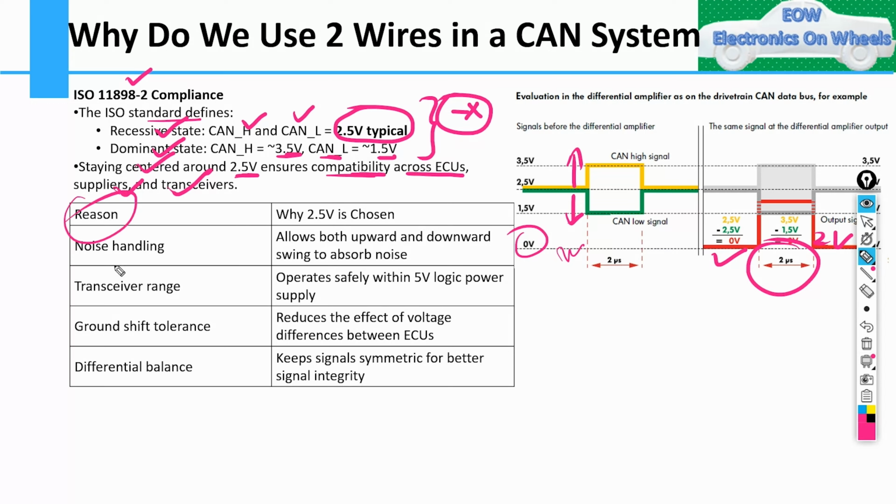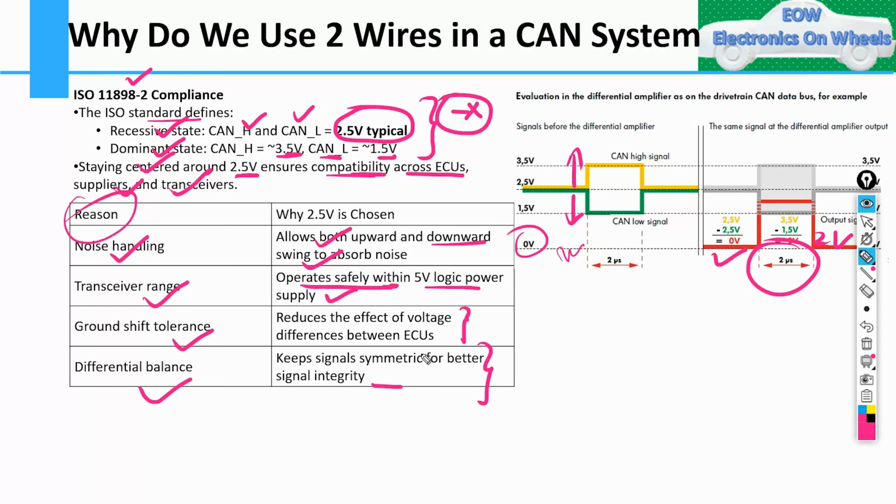So what are the different reasons? First, noise handling. This allows both upward and downward swing to absorb the noise. Second, the transceiver range operates safely within the 5 volt logic power supply. So this is also one of the reasons that your power supply can work around the 5 volt logic. Then ground shift tolerance reduces the effect of voltage difference between the ECUs. Differential balance keeps signals symmetric for better signal integrity.